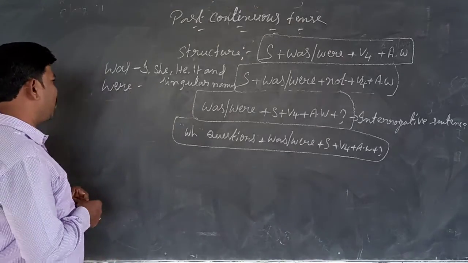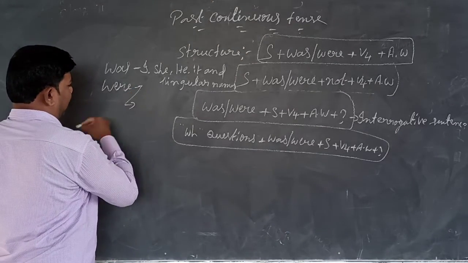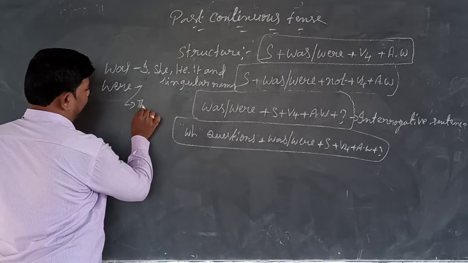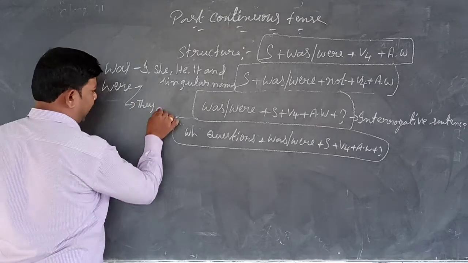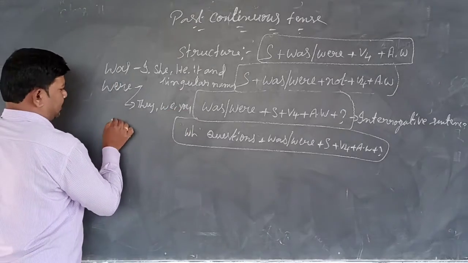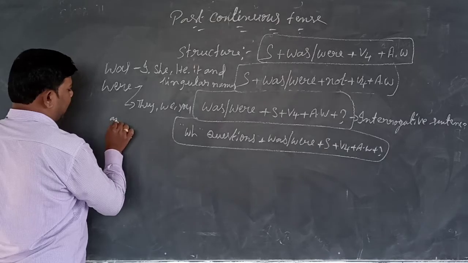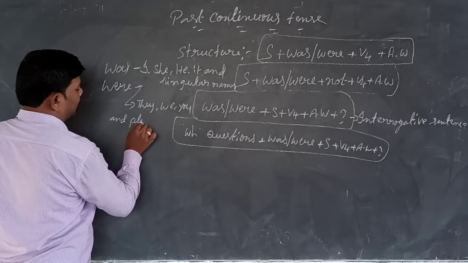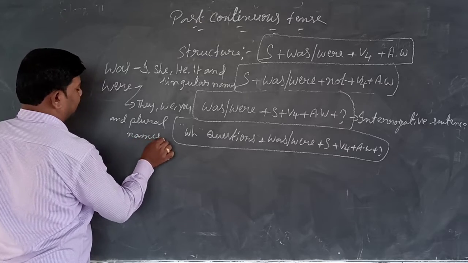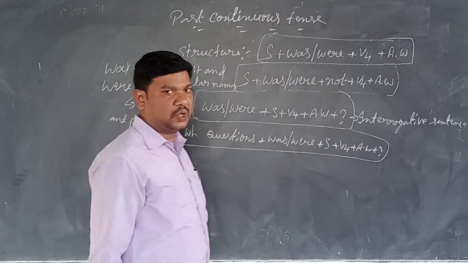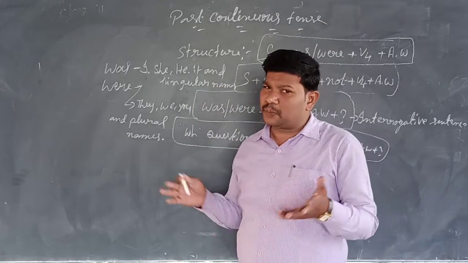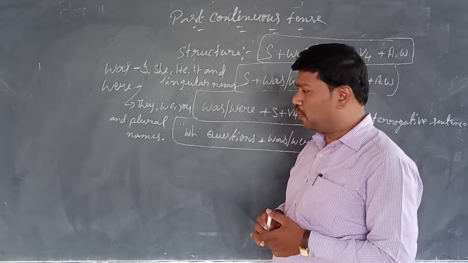Okay. Next, were. When do we use were? Were is used only for the plural subjects: they, we, you, and also plural names. So were is used only for the plural subjects. What are the plural subjects that I wrote on the board?